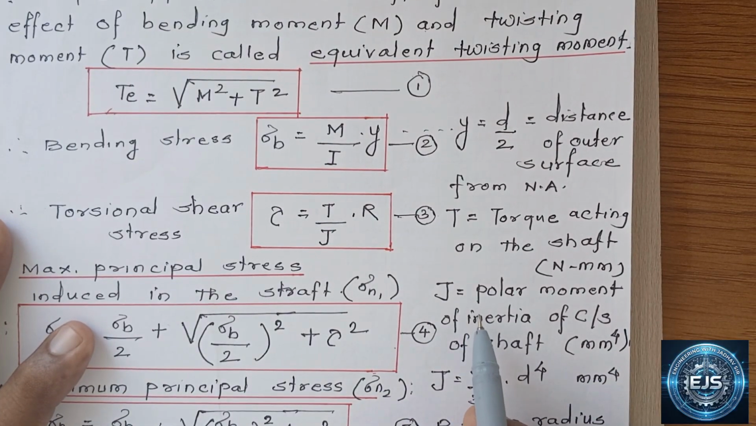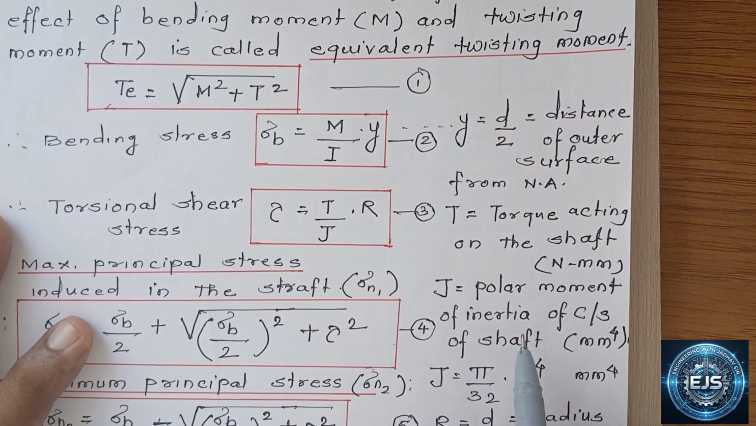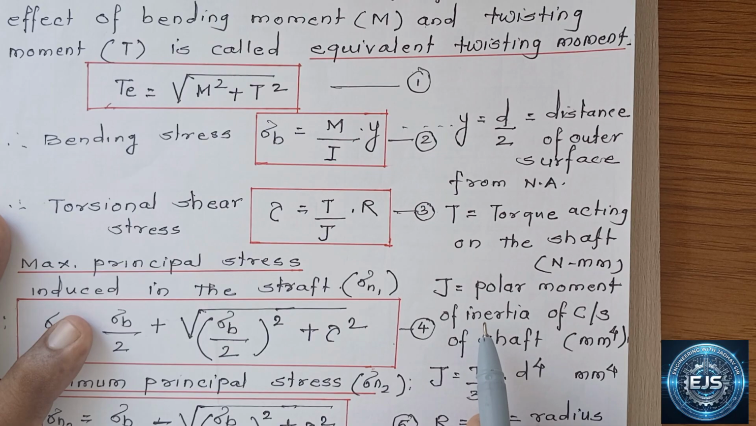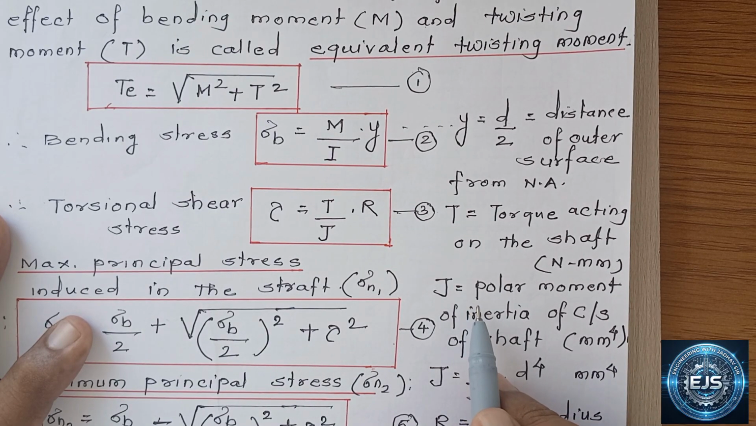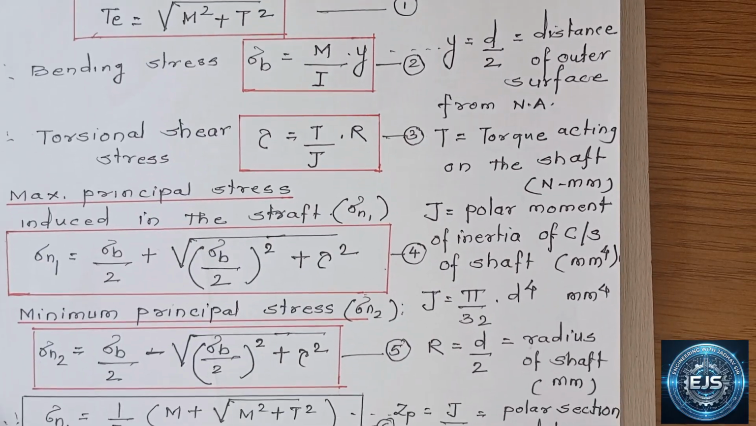तो J क्या होता है? J is the polar moment of inertia. Polar moment of inertia is also denoted as Izz. Izz is equal to Ixx plus Iyy. So polar moment of inertia is double that of Ixx or Iyy. Ixx और Iyy same होता है circular shaft का. So polar moment of inertia is twice of Ixx or twice of Iyy. Therefore polar moment of inertia is equal to 2 into pi by 64 d raised to 4. Therefore J is equal to pi by 32 into d raised to 4.